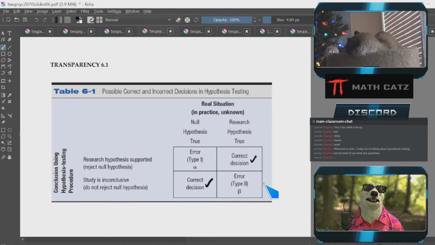So let's talk about this, what we call the type 2 error. So type 1 error is I reject the null hypothesis, but I shouldn't have. A type 2 error is I do not reject the null hypothesis when I should have. So let's explore this by way of an example.